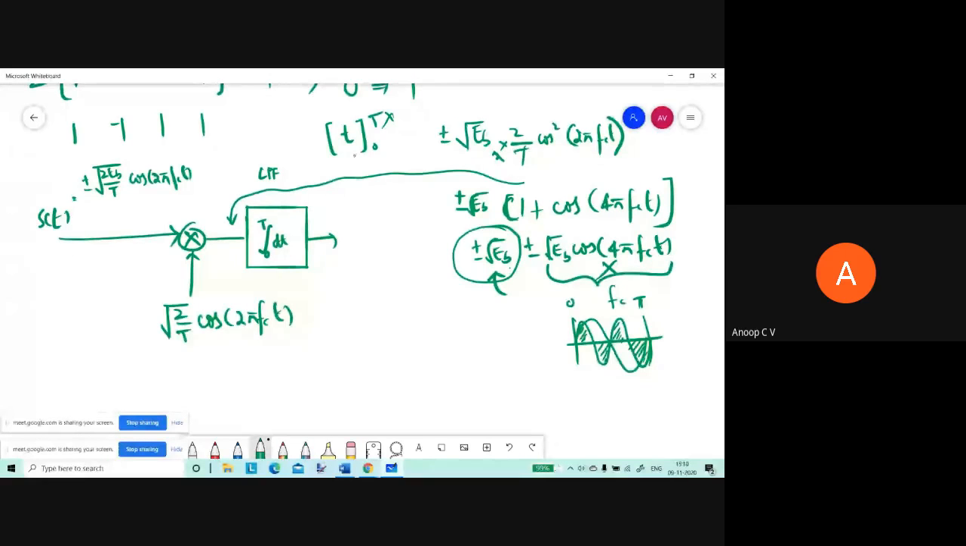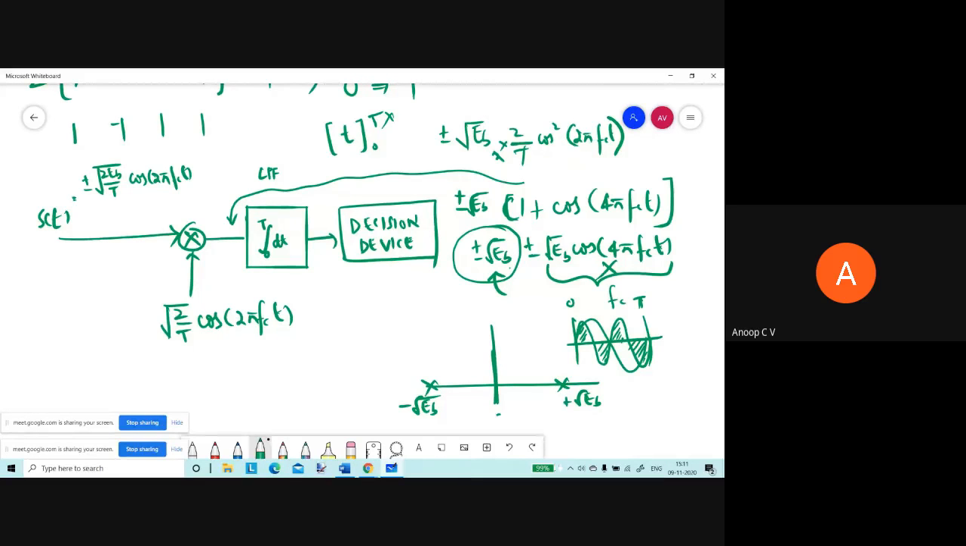So then whatever we are getting here, we'll have a decision device, which will take a decision based on some threshold. Here, if you see the constellation, we have 2 points, plus root Eb or minus root Eb. Plus root Eb is the signal point corresponding to bit 1, and minus root Eb is the signal point corresponding to bit 0. So I can take a decision by placing a decision boundary at 0.